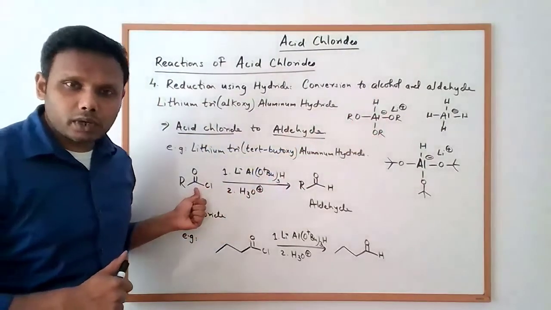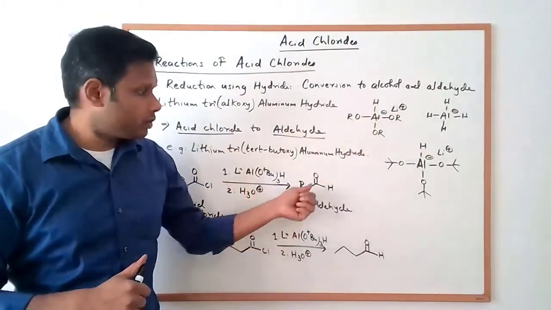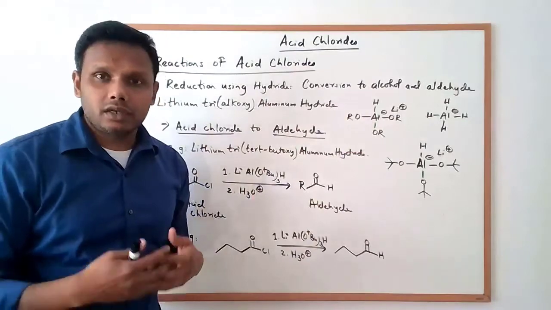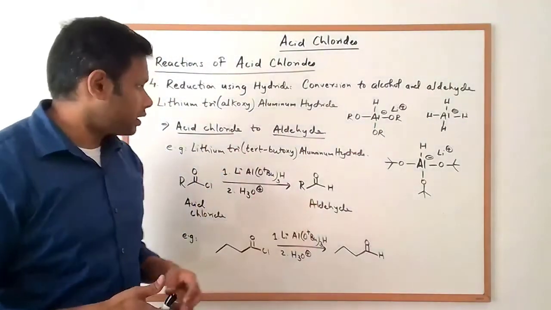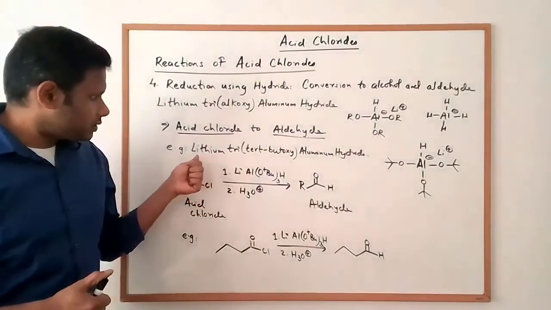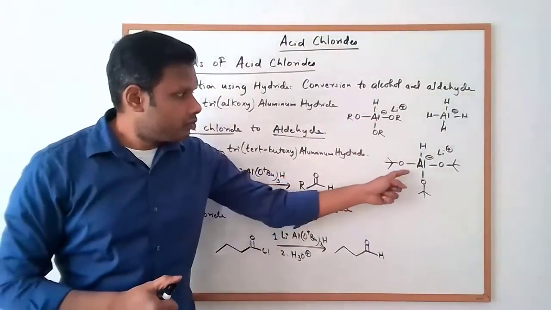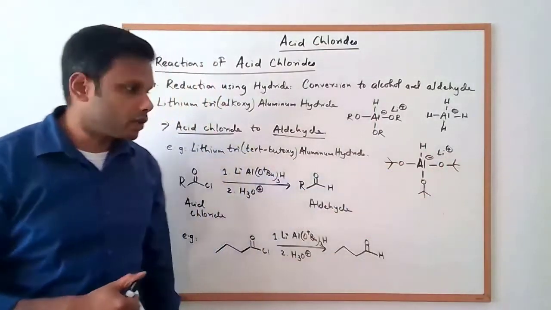So the addition of these alkoxy groups maintains the reactivity of the aluminum hydride towards the acid chloride. But the aluminum hydride reacts much slower with the aldehyde. So that allows us to actually isolate the aldehyde. And so we can convert the acid chloride into an aldehyde. An example for this reagent is the lithium tri-tert-butoxy aluminum hydride, where these alkoxy groups are tert-butoxy groups, and there's one hydride.